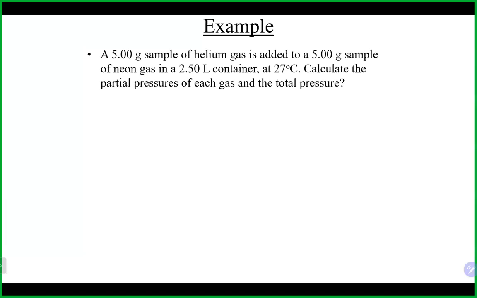So why don't you try one here? If we take 5 grams of helium and add 5 grams of neon to it at 27 degrees Celsius in a 2.5 liter container, what are the partial pressures of each gas, and also what is the total pressure? We're looking for three answers here: two partial pressures and a total pressure. Helium is 4.003, and 20.18 for neon.